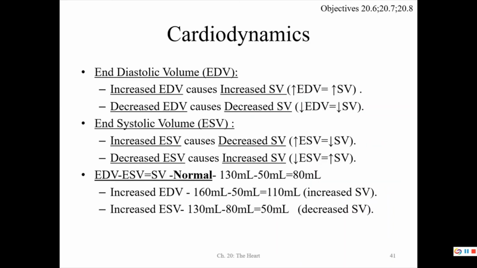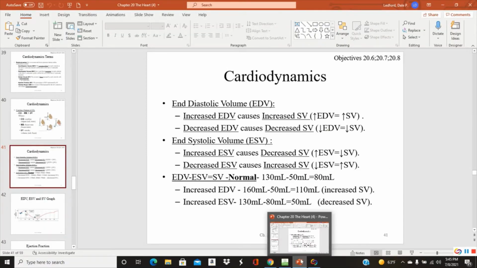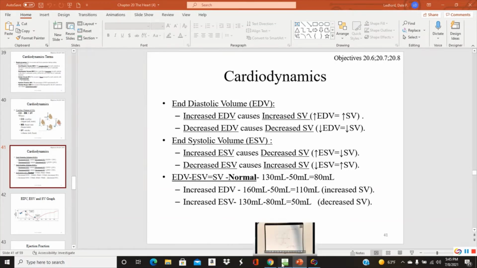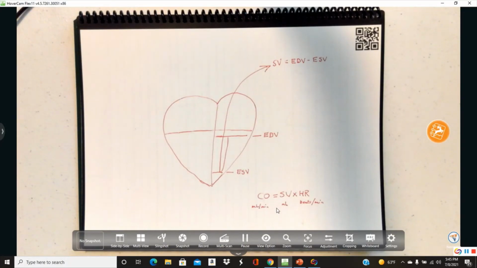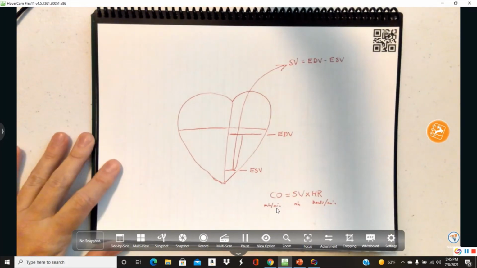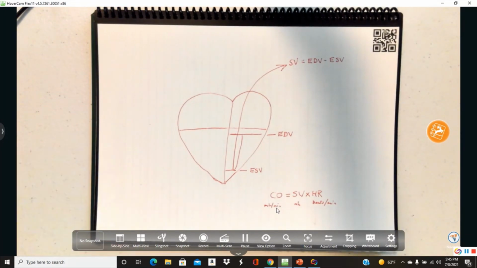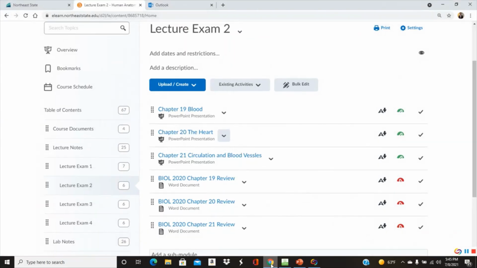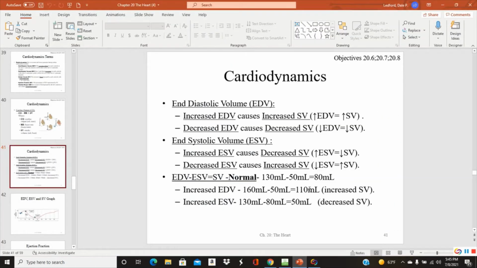Now, as we run through these, this is a very important thing. What I want to do is look at this mathematically at first, then we'll mathematically prove it. I'm using red because it's cardiovascular. I'm going to show you guys the basics and mathematics behind that. Sorry, I clicked on that. Now, a normal EDV is 130 and a normal ESV is 50 mils.